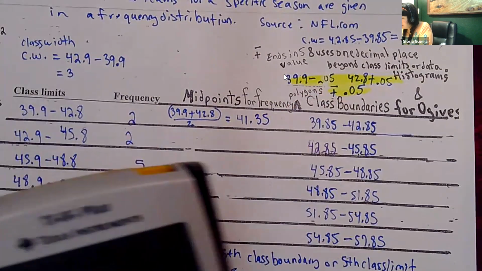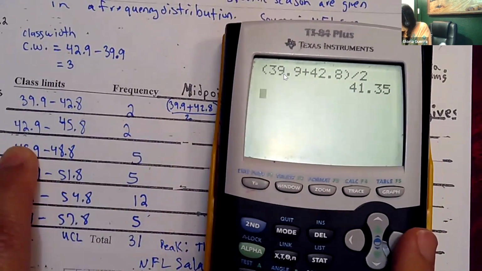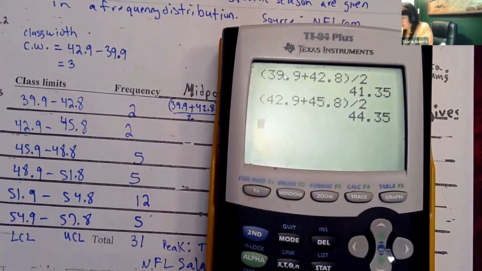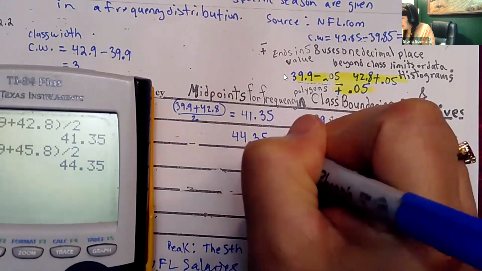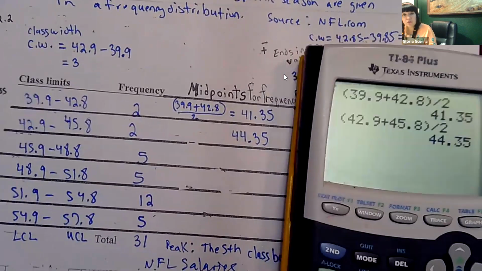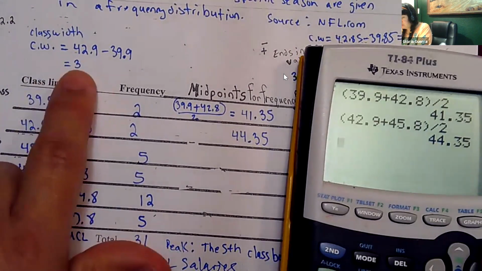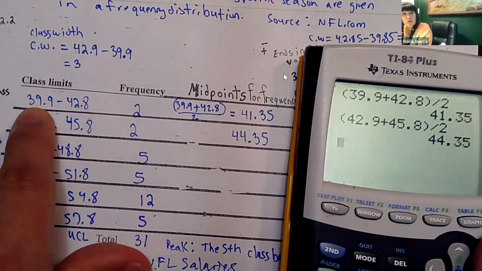But then when you do the second one, you don't have to show this again. You just demonstrate it for the first one. When you do the second one, you could do (42.9 plus 45.8) divided by 2. You see how that gives you 44.35? That's enough to talk about this pattern. Remember, these also share a pattern. Remember how we talked about the class width? I showed you that it was 3 for this NFL problem when I did 42.9 minus 39.9.